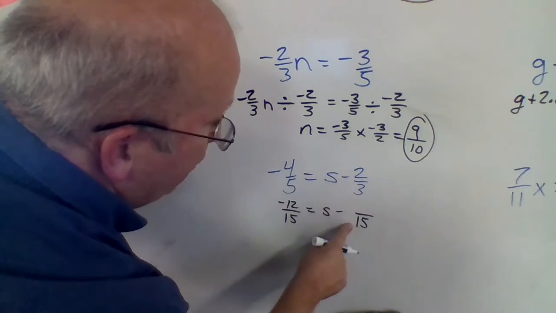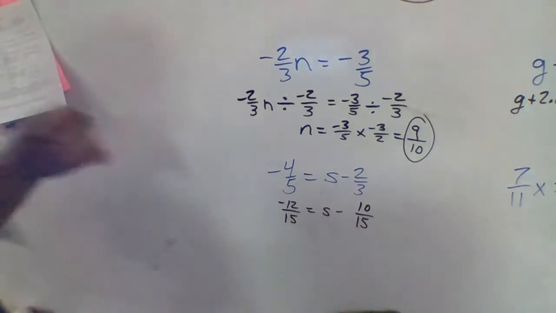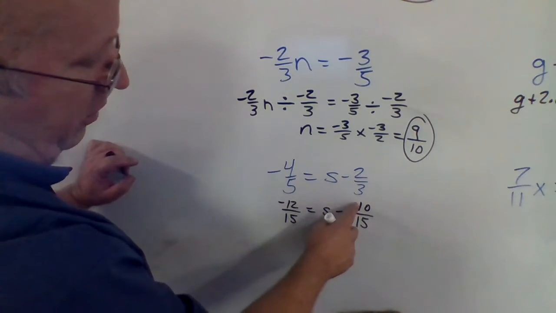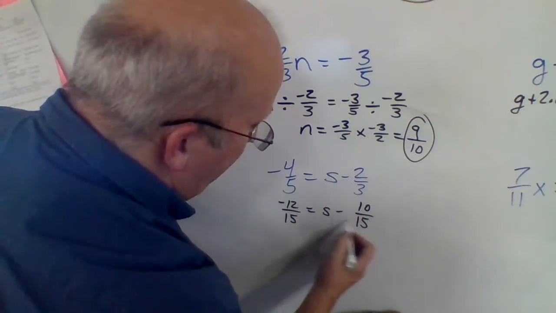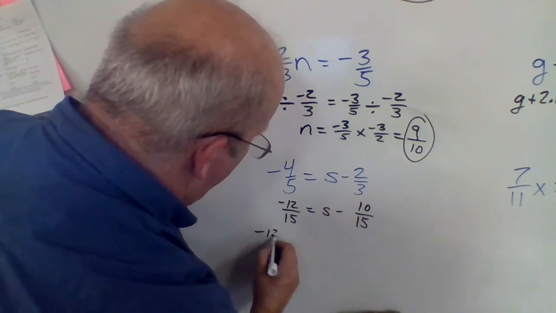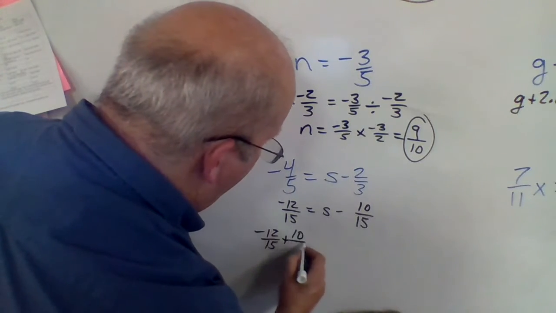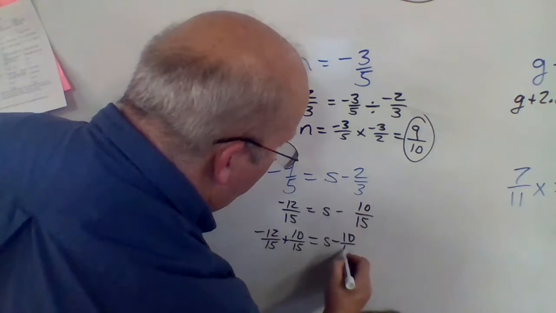3 times 5 is 15, so 2 times 5 is 10. Okay, what's the opposite of s minus 10 over 15? Isn't the opposite of subtracting this going to be adding it? Yes, we're going to add 10/15 to both sides of the equation.